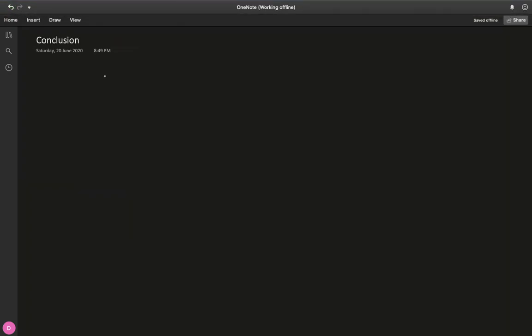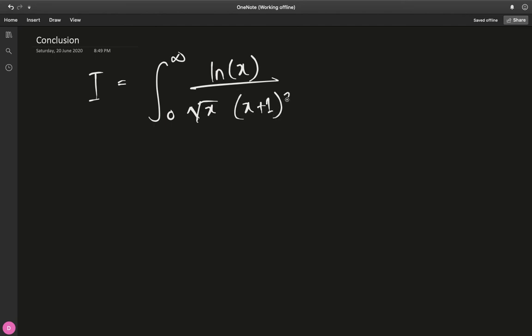And finally, to conclude everything, we have I defined as the integral from 0 to infinity originally of natural log of x divided by square root of x times x plus 1, the whole thing squared, dx. And we used contour integration and the residue theorem, which are parts of complex analysis, to get an answer of negative pi, excluding the imaginary part, because this is a real integral. It will always result in a real value, which is basically negative pi.